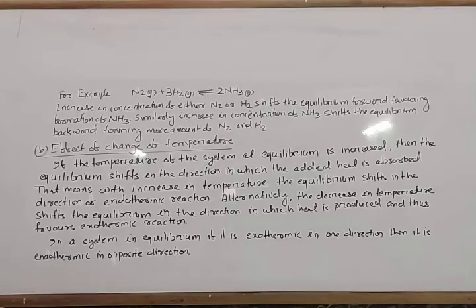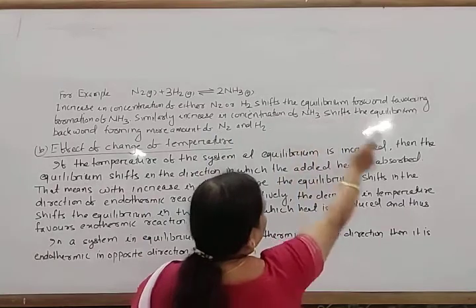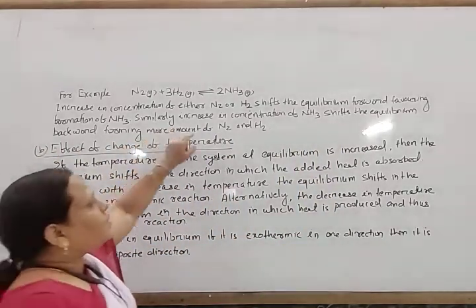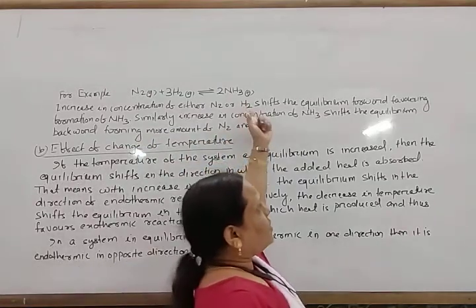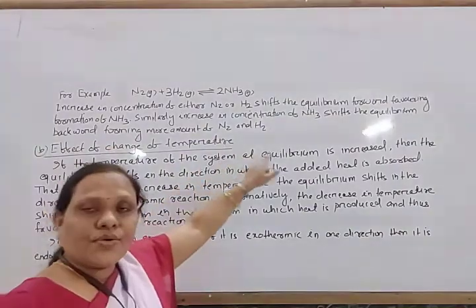So the reactant for this, for example, N2 gas + 3H2 gas ⇌ 2NH3 gas. Increase in concentration of either N2 or H2 shifts the equilibrium forward, favoring the formation of ammonia. Similarly, increase in concentration of ammonia shifts the equilibrium backward, forming more N2 and H2.